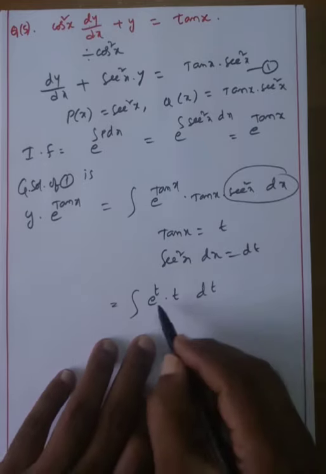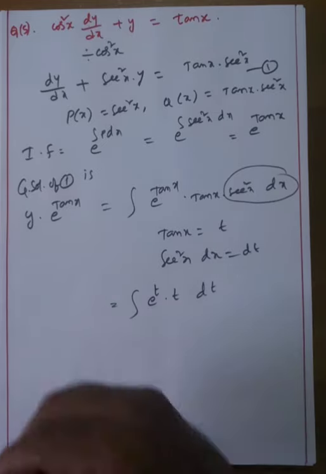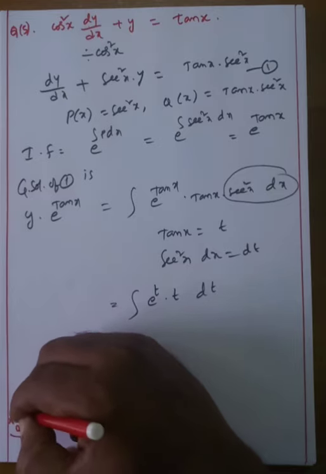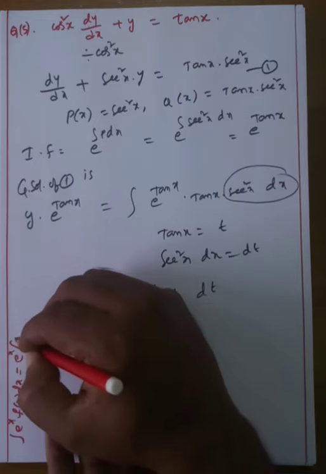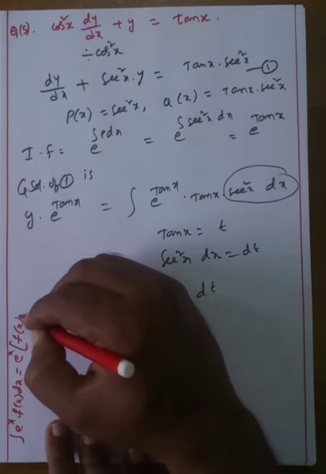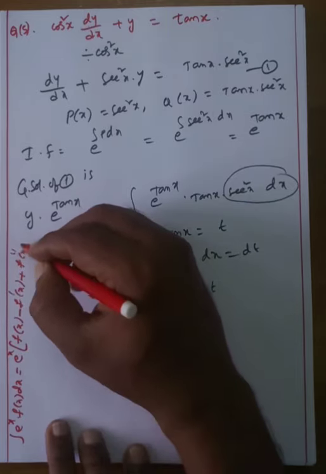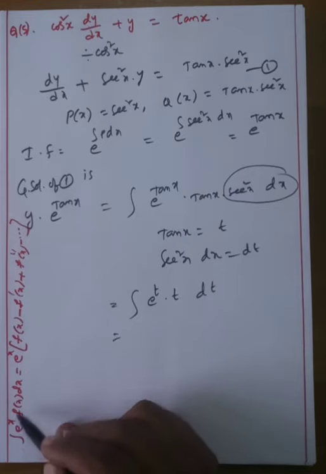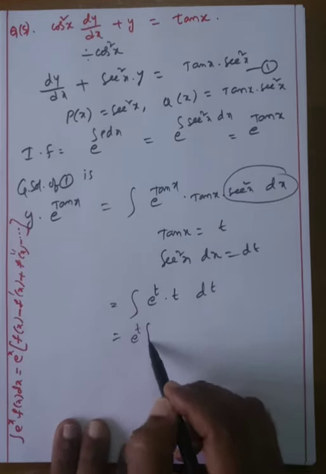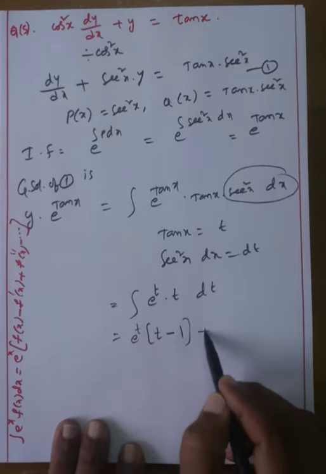What is the integral of e power x into f of x? The formula I already explained, once again I will explain. Whenever the integral is of e power x into f of x type, where f of x is an algebraic function, it equals e power x into f of x minus f dash of x plus f double dash of x, and so on. This continues up to the derivative 0. Here e power t into f of t means t minus t derivative, which is 1, and 1 derivative is 0, that is plus c.